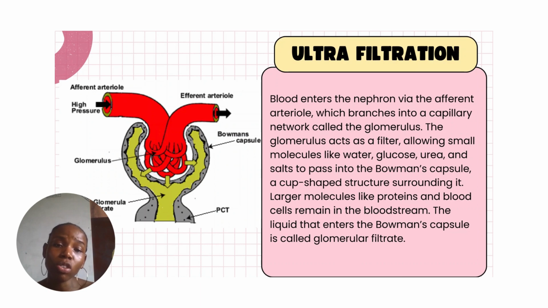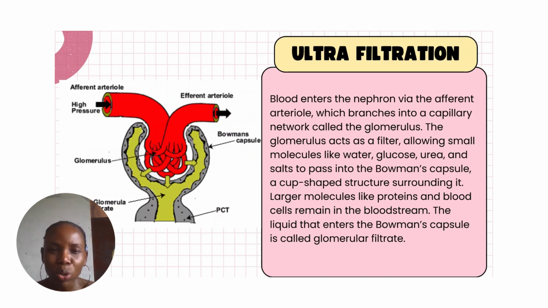When we talk of ultrafiltration, blood enters the nephron via the afferent arteriole. When we did the circulatory system, you know what the arteriole means. So the blood enters into the nephron through the afferent arteriole, which branches into a capillary network called the glomerulus. Then the glomerulus acts as a filter. You can see it on your screen. It helps to allow small molecules like water, glucose, urea, and salt to pass into the Bowman's capsule.